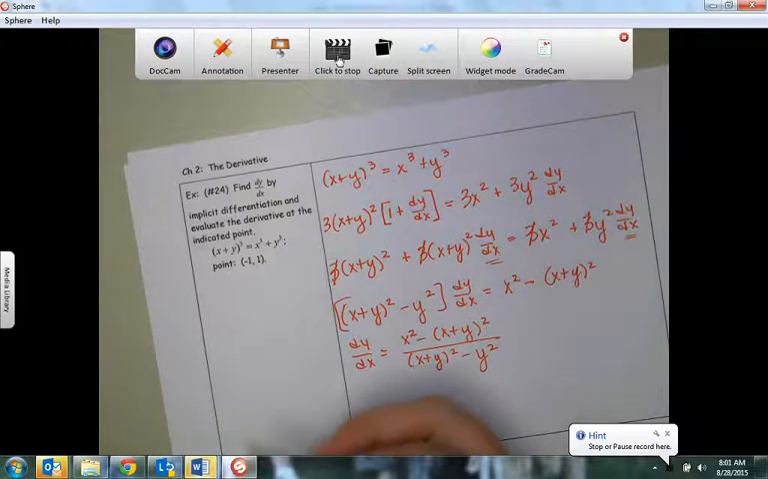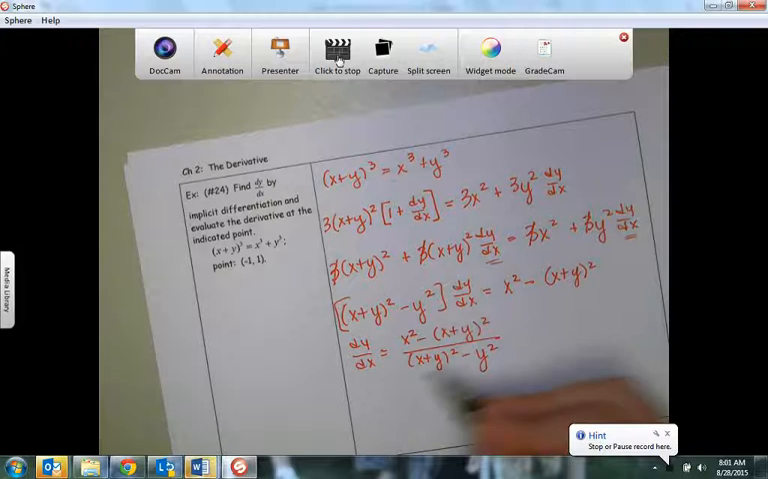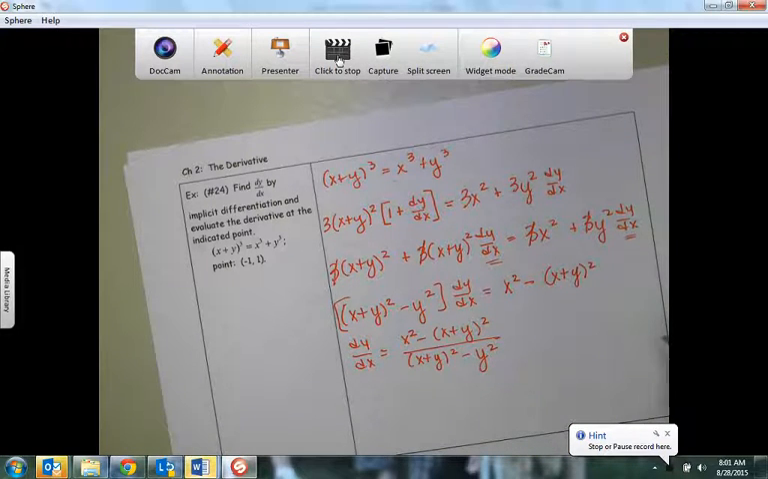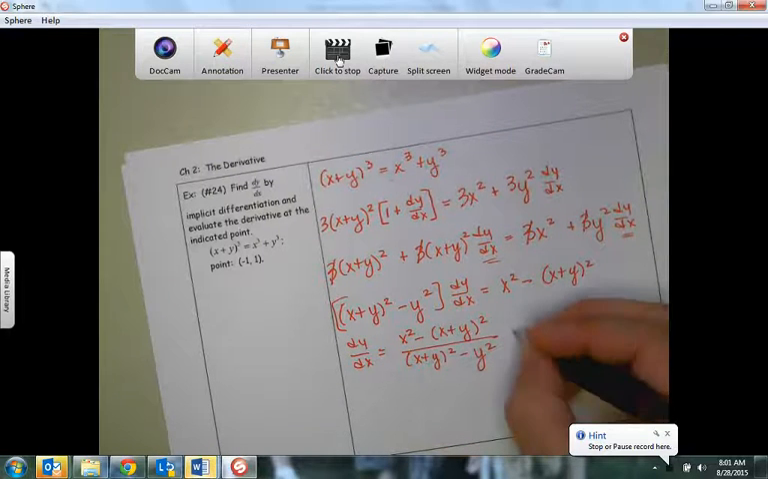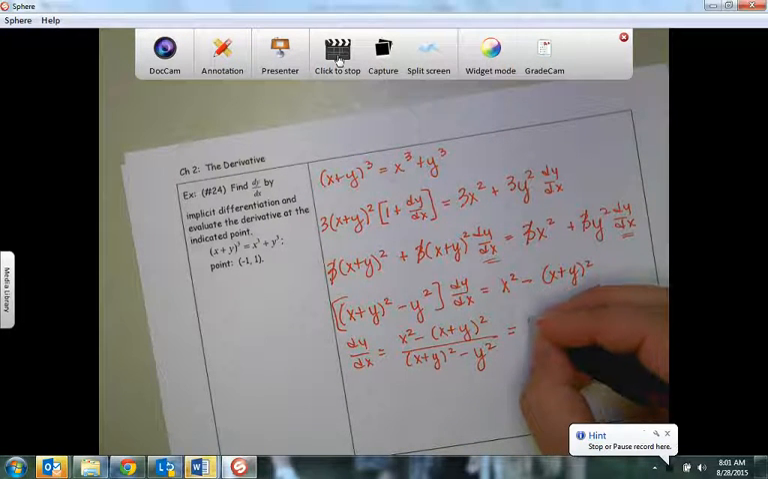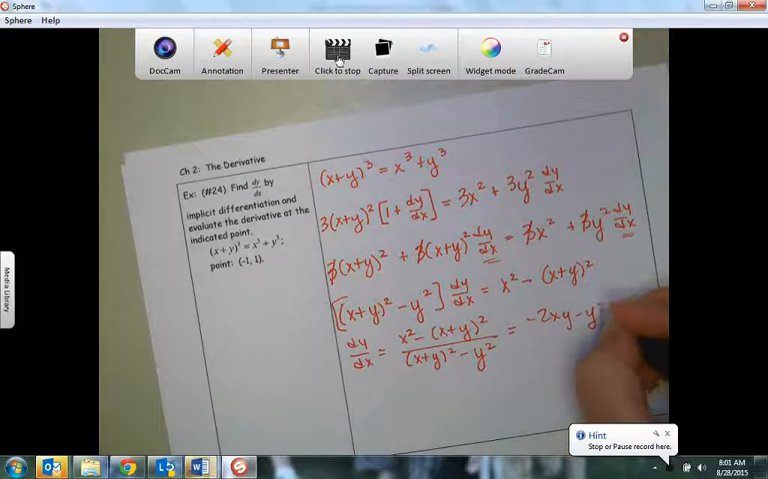And if you want to FOIL these guys, you can see some x squares might cancel, and that's cool if you do. Same thing down here, some y squares. If you wanted to, you could. You would be left with this. But you don't have to.